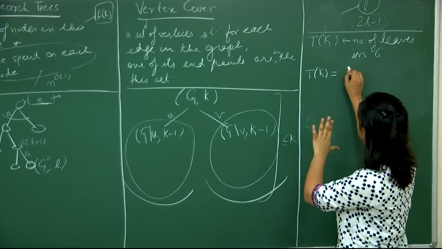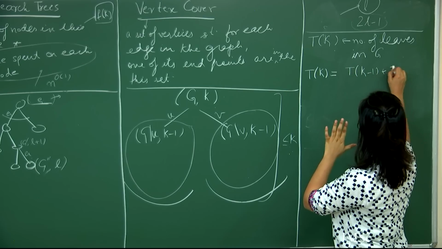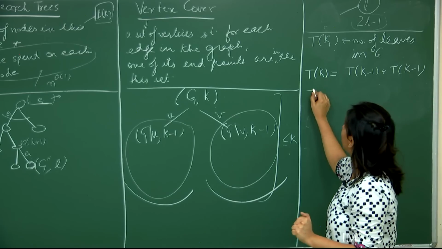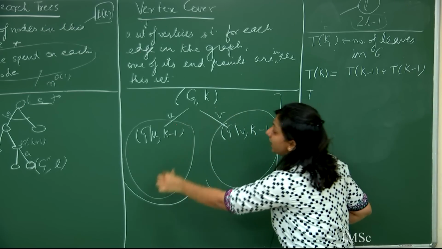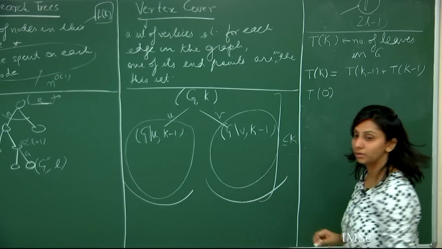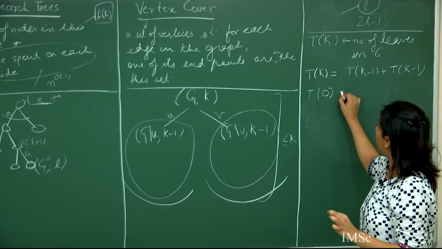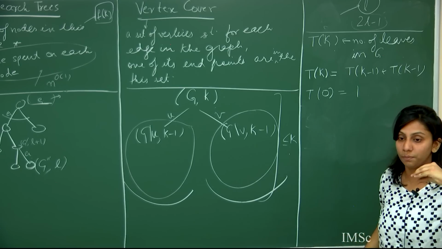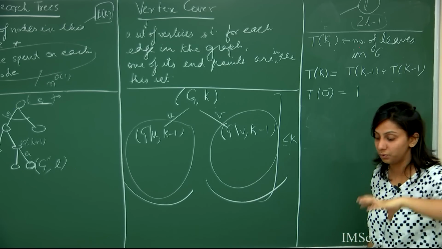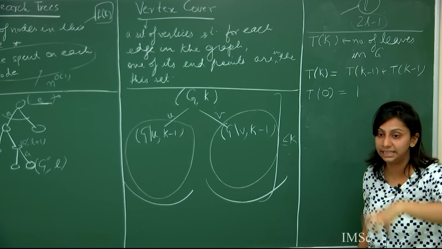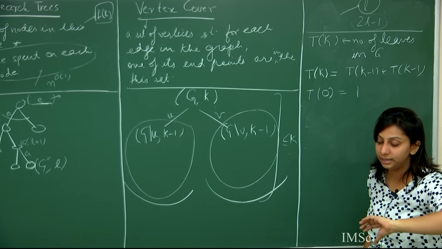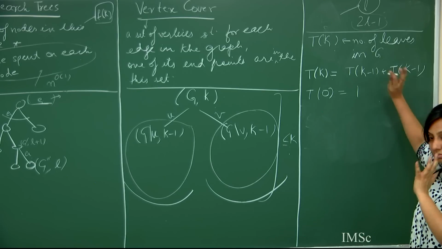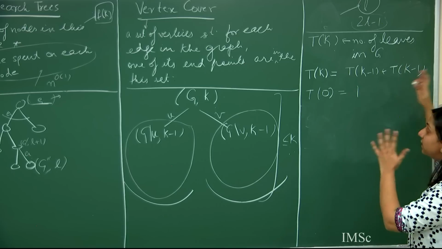So I can write this as a recurrence. And when the measure has dropped down to 0, we know that the number of leaves in that subtree is 1, because when the measure has dropped down to 0, that's a leaf node. If you just look at the tree rooted at that leaf node, which is nothing but that node itself, the number of leaves in that is 1. So this is the thing that you get. And then you just solve this recurrence.